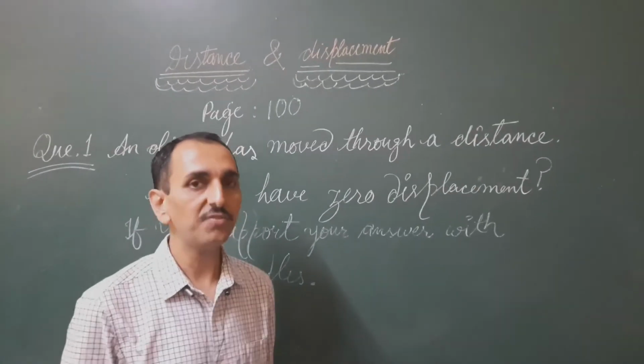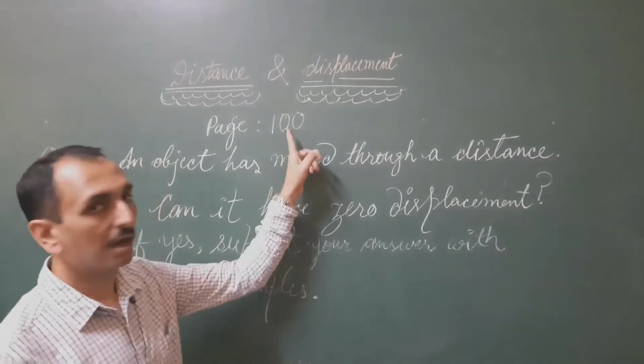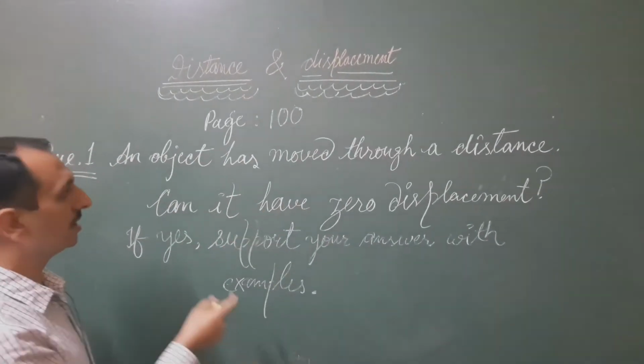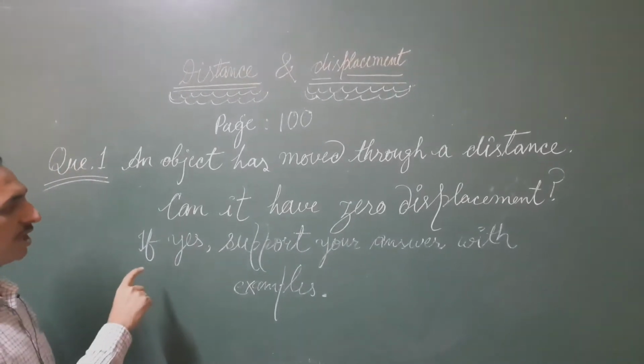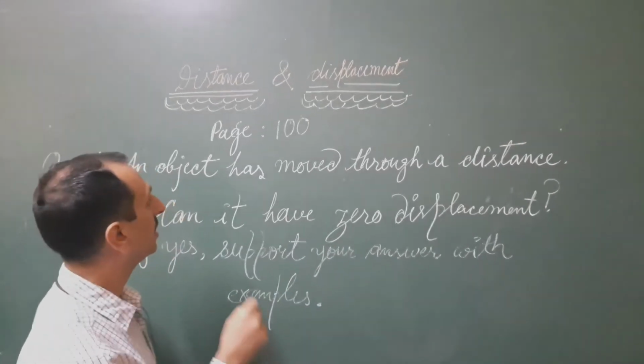Hello everyone, today we are going to start with set 1, chapter 8, page number 100. First question: an object has moved through a distance, can it have zero displacement? And the second part of the question: if yes, support your answer with examples.